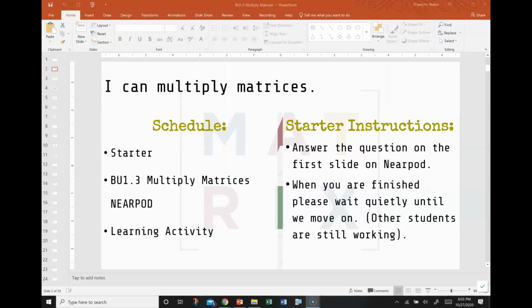All right, today all we're focusing on is multiplying matrices. Note that the starter is on the slide before this. If you haven't done it yet, please go do that. We're going to multiply matrices today, and it's going to be fun. You may not think it's fun. I don't really care. It's fun.